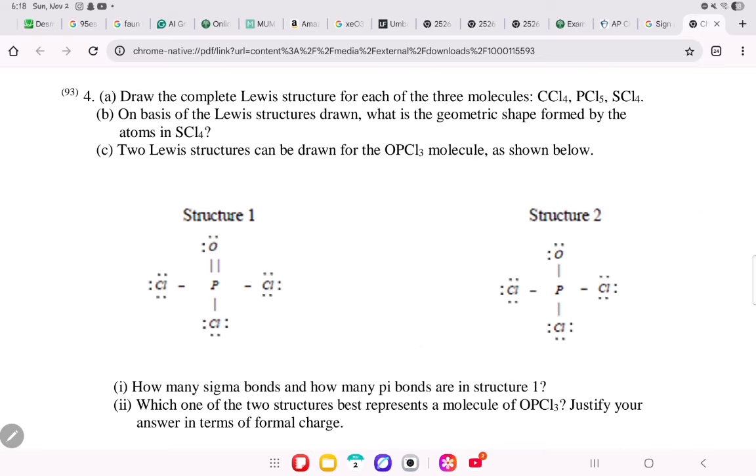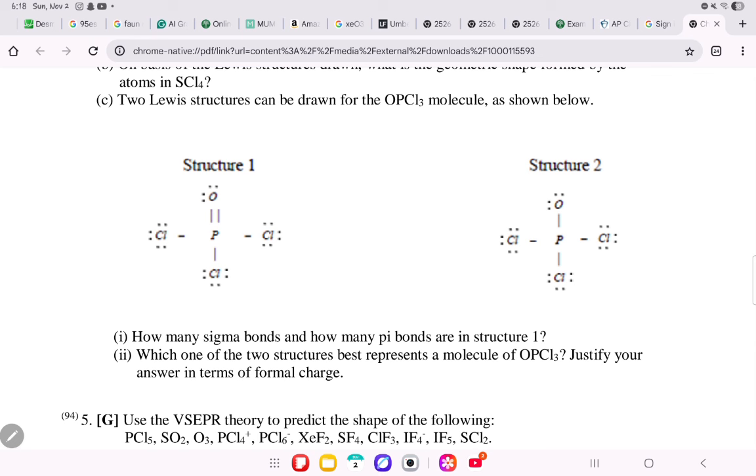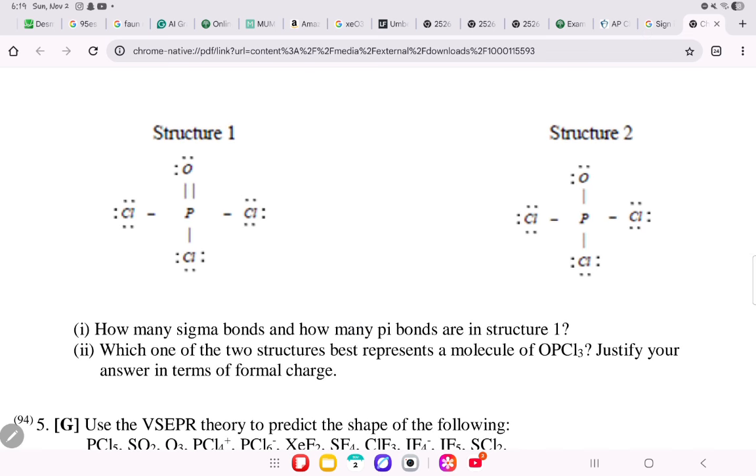Now, for part C, 2 Lewis structures can be drawn for the OPCl3 molecule as shown below. Now, they're asking how many sigma bonds and pi bonds there are in structure 1. In structure 1, we have 1 sigma, 1 sigma, 1 sigma, 1 sigma, and 1 pi. So in total, we have 4 sigma and 1 pi. Now they said, which one of the 2 structures best represents a molecule of OPCl3? Justify your answer in terms of formal charge.